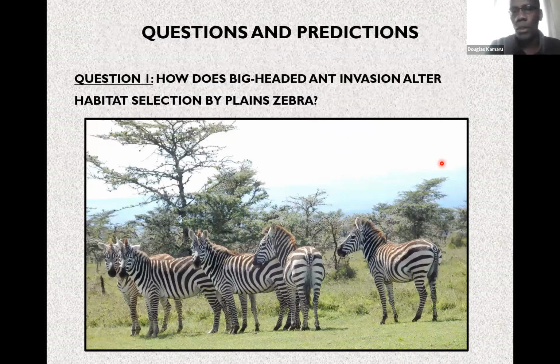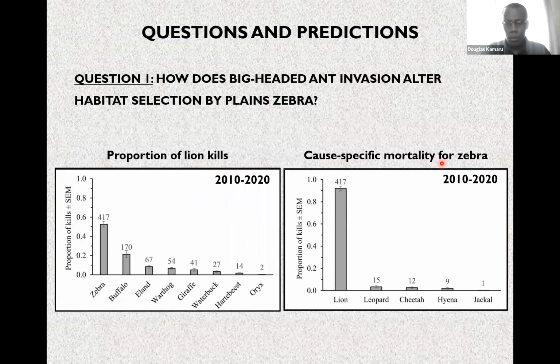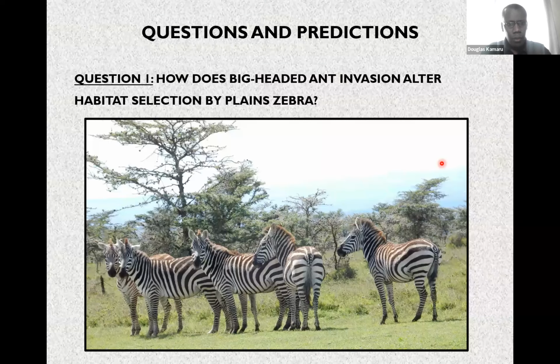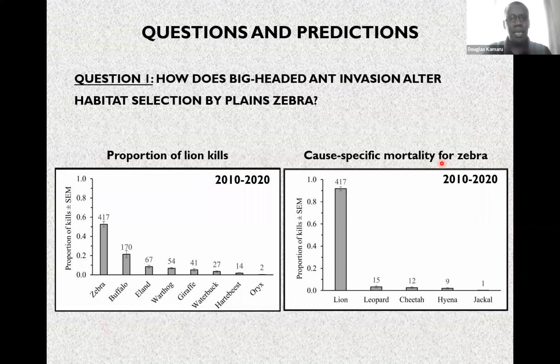Now, so I therefore sought to answer two questions. One of the questions was, how does big-headed ant invasion alter habitat selection by plains zebras? And the second question was, how does big-headed ant invasion alter where lions kill plains zebras? So one of the things that I looked at first was to justify whether the zebras are the key prey species for the lion within my system.